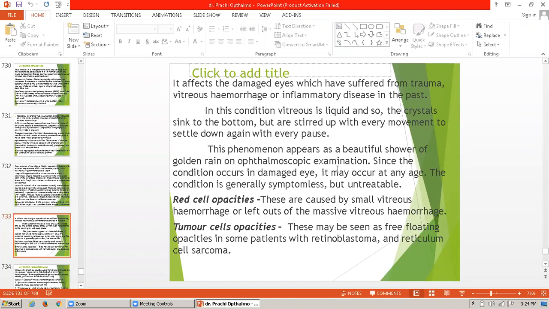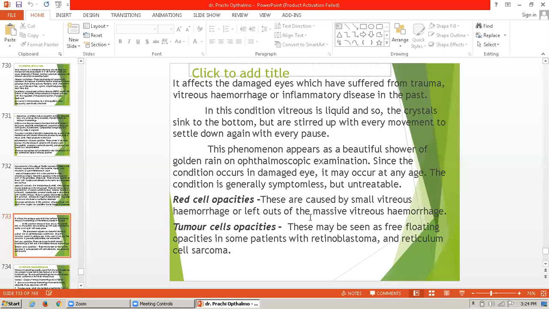This phenomenon appears as a beautiful shower of golden rain on ophthalmoscopic examination. Since the condition occurs in a damaged eye, it may occur at any age and the condition is generally symptomless but untreatable.